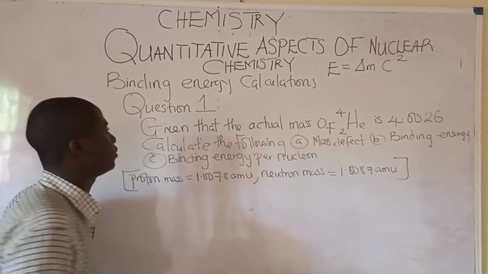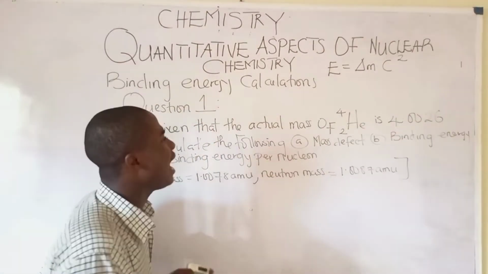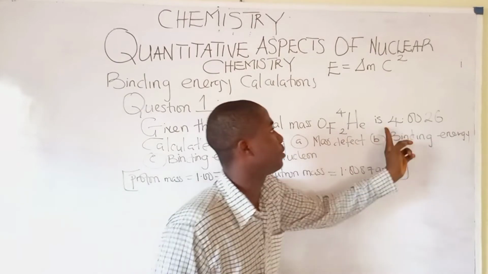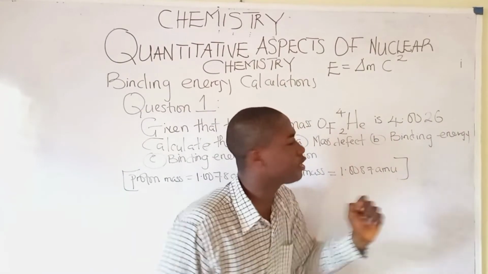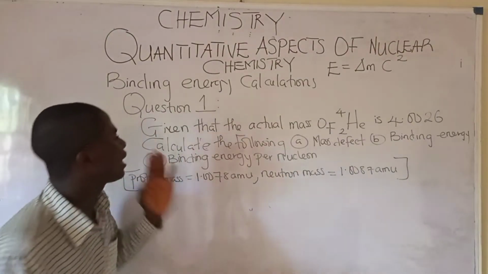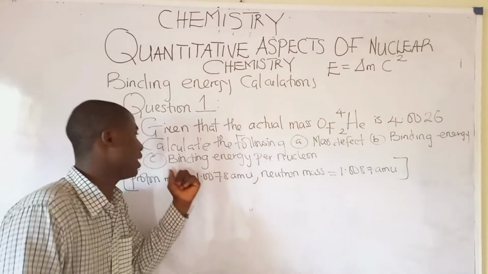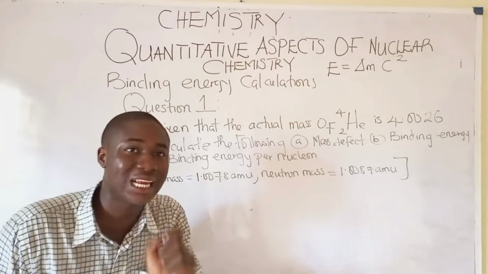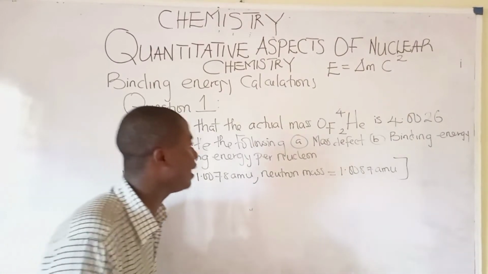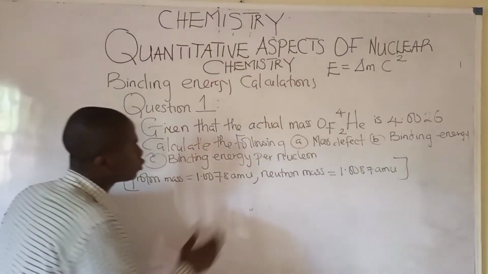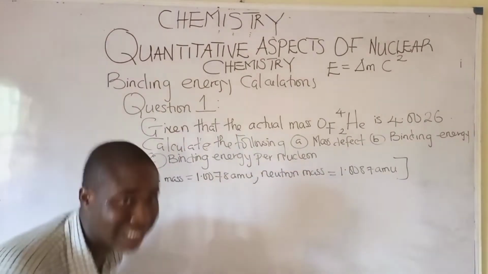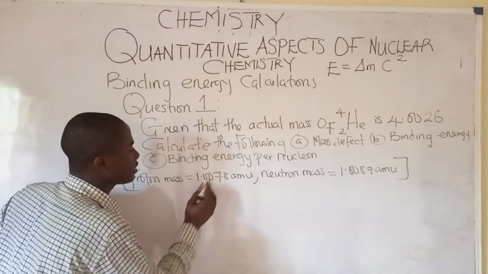Now let's read this question. Given that the actual mass of helium is 4.0026 AMU, calculate the following. A, calculate the mass defect. B, calculate the binding energy. And C, calculate the binding energy per nucleon. Now, we are coming there, but first things first, we must learn how to calculate the mass defect. How is mass defect calculated?